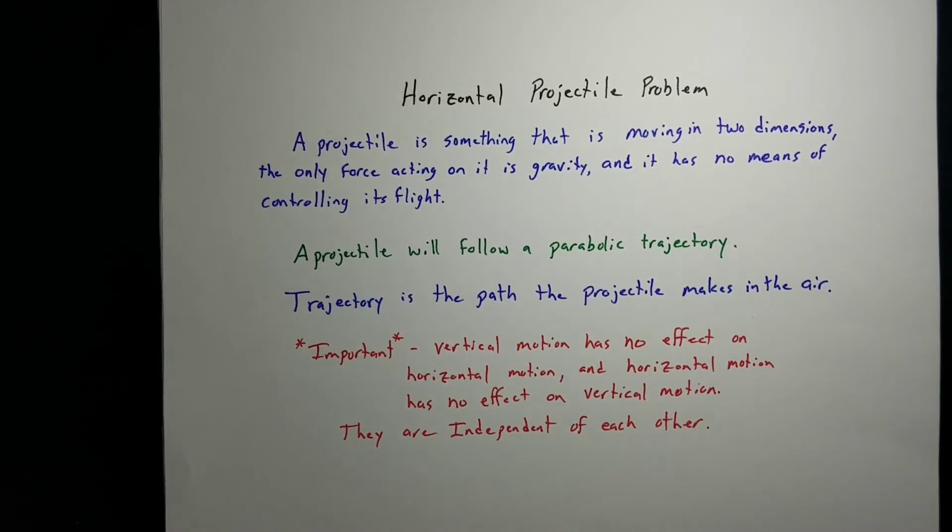So the path that a projectile takes is called a trajectory. And that trajectory will always be a parabola, or parabolic, I should say. But one thing that's really important with all projectiles, whether they're horizontal or fired at an angle, is that the horizontal motion and vertical motion do not interfere with each other. They're completely independent. And so we'll treat them separately when we solve the problem.